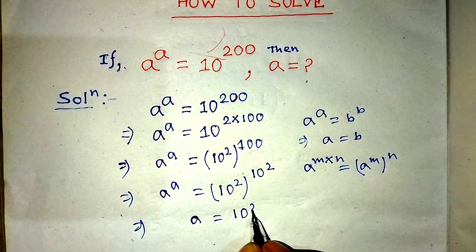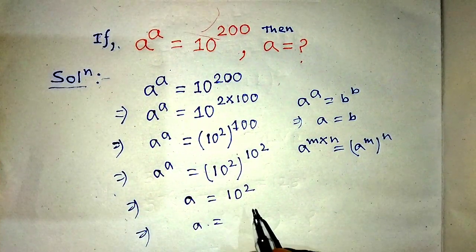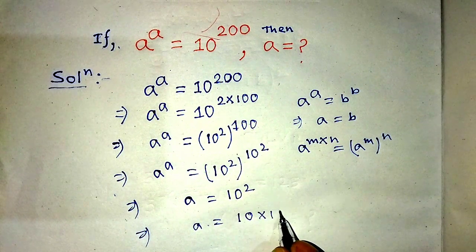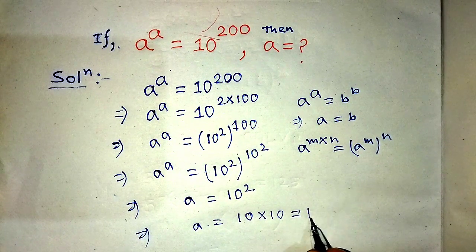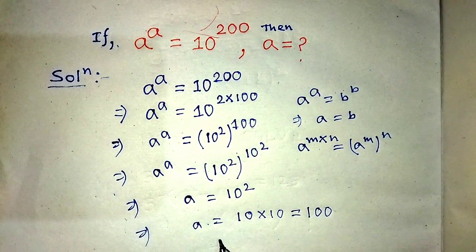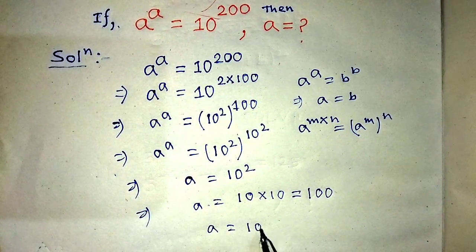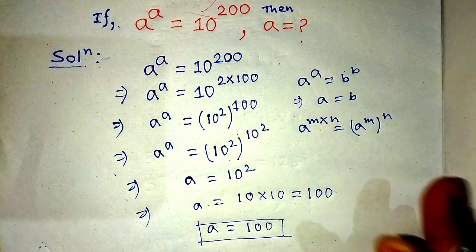Okay student, so my dear student, the value of a will be 10 square, that means 10 into 10. If you multiply 10 with 10, then you get 100. So my dear student, the value of a will be 100. So this is our final answer. So my dear student, our answer is complete.